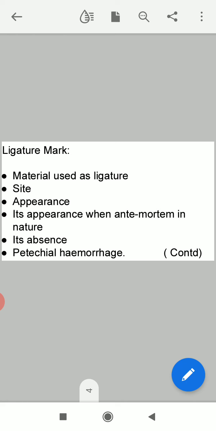When the ligature mark is fresh, it is pale in appearance. But as time passes, the ligature mark becomes dry, yellowish, brown and hard. So this is the appearance of the ligature mark.